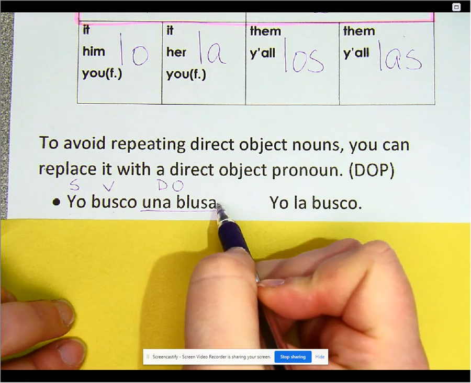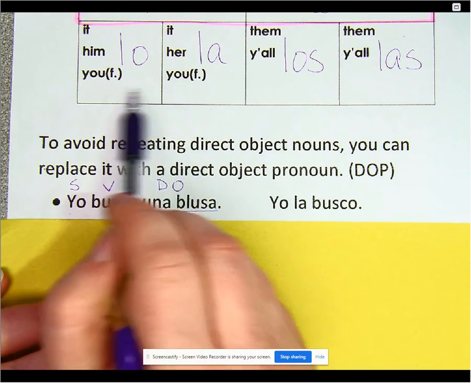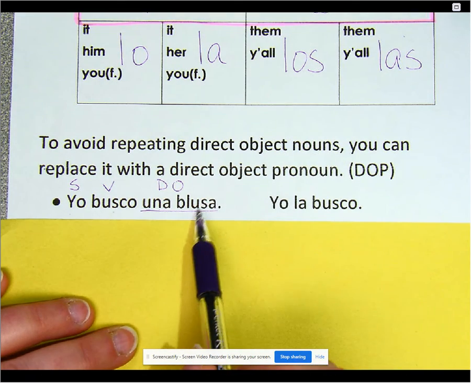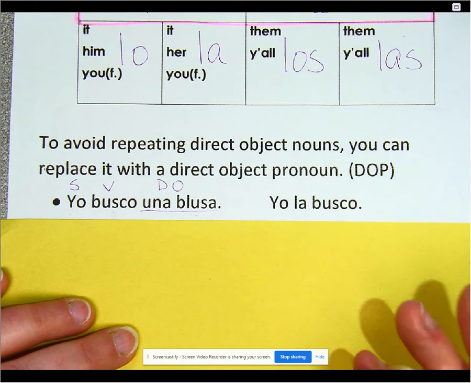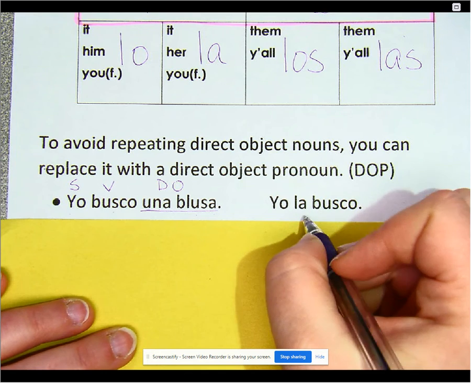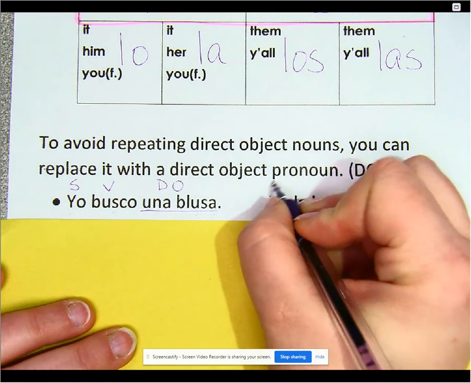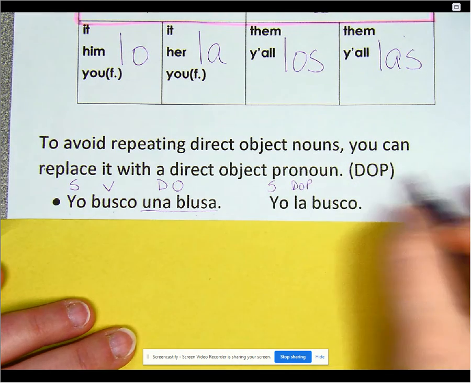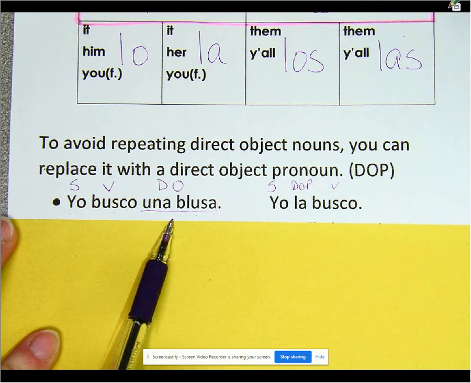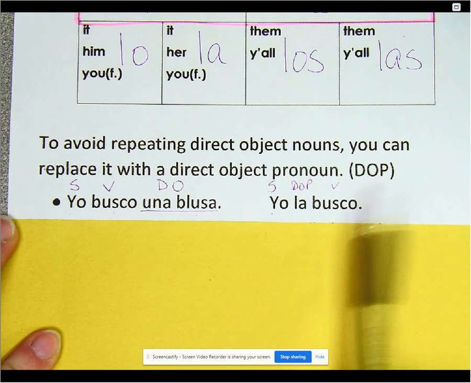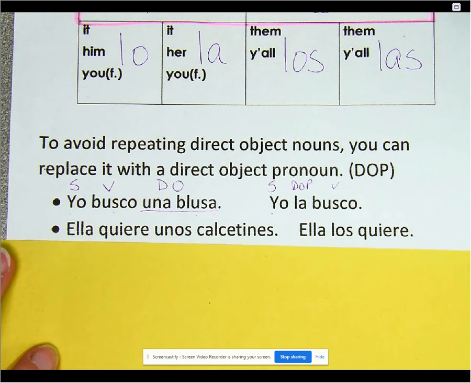And because blusa is an inanimate object, it's automatically not a person. It's automatically in the third person. It's singular and feminine. So we would choose la, I'm looking for it. Yo la busco. Okay, so this is a subject, this is our DOP, direct object pronoun, and this is our verb. So the difference is how this reads in Spanish. I'm looking for a blouse. I'm looking for it.